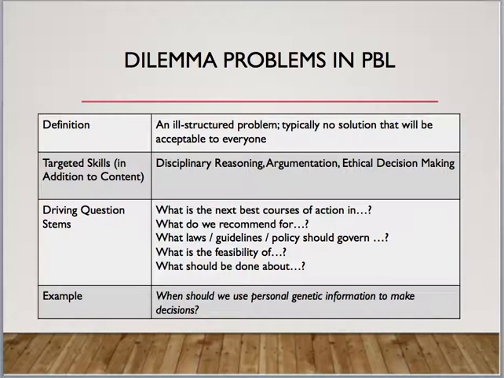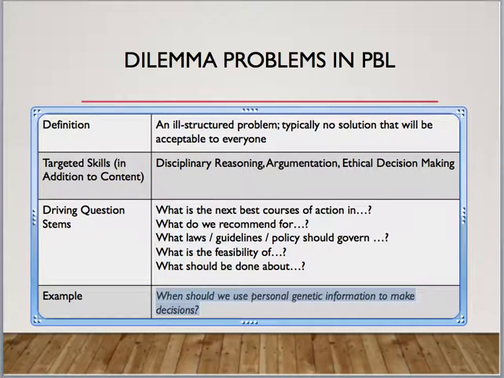There are 2 different kinds of approaches in PBL. The first one is dilemma problems, and these are like the judgment questions, right? So we want them to make a judgment or a decision. So for example, when should we use personal genetic information to make decisions? Right? So those could be different. And here are some different example stems here.